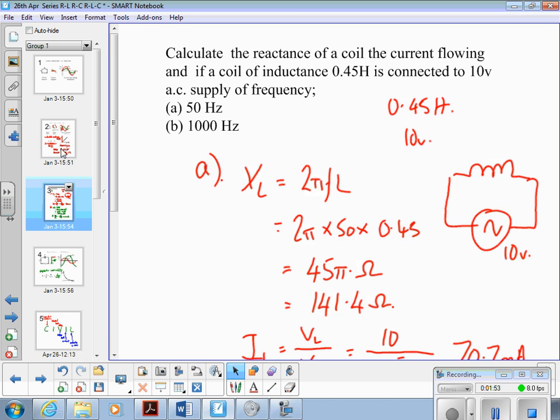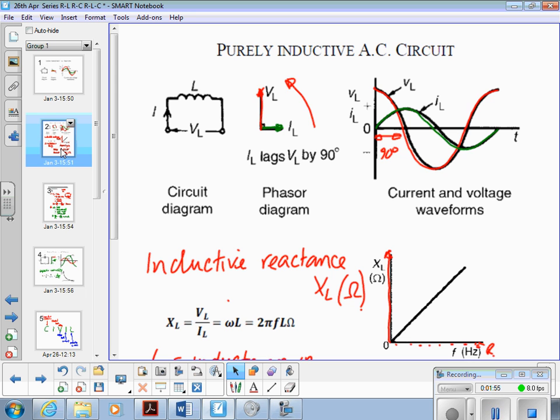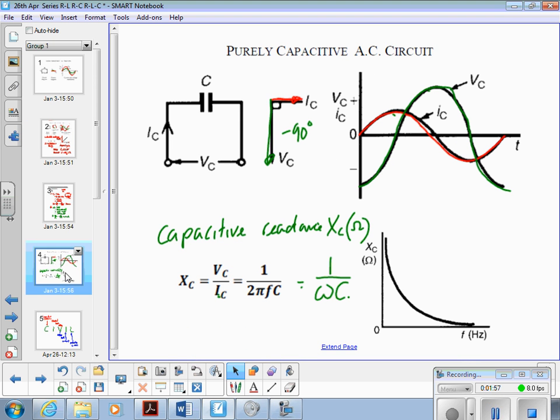And then we had a look at a purely capacitive circuit. Again, not really achievable because there's going to be some resistance in any circuit. But in that, we get a current that leads the voltage by 90 degrees. So this time, the peak of the current is ahead of the peak of the voltage, so it's leading.